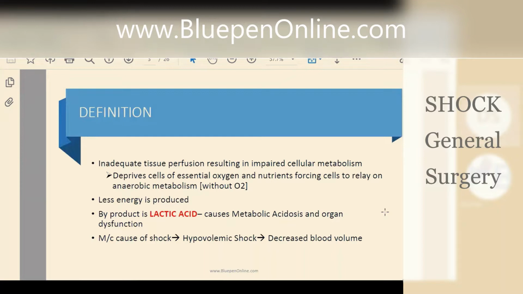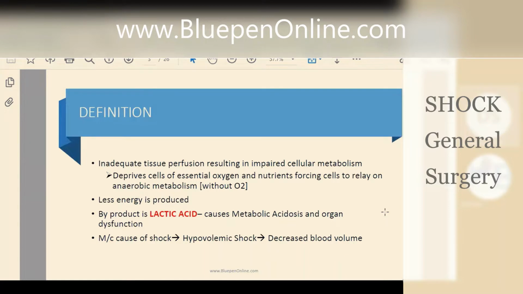So what is the most common cause of shock? The most common cause of shock seen in day-to-day life is hypovolemic shock. How does hypovolemic shock happen? When there is loss of fluid from our body, mainly blood, that will lead to decreased blood volume.